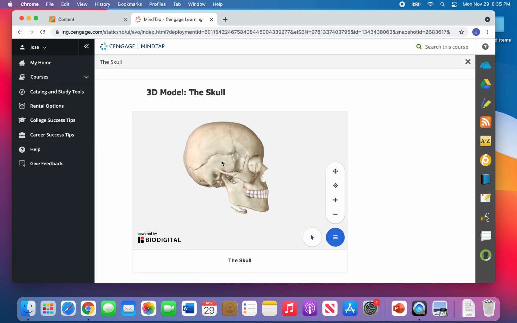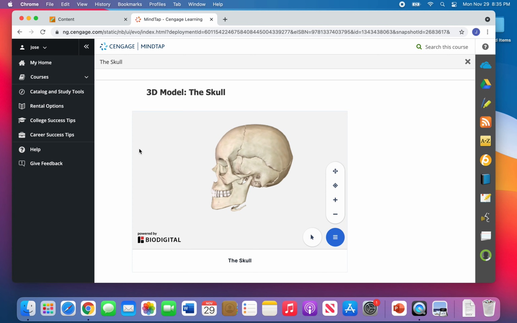Then I'll move on to the pairs of the cranial bones, starting first with the parietal bones, located here on the sides. From this lateral view, we are seeing the right parietal bone. And if I were to move this to the opposite side, we'll be looking at the left parietal bone.